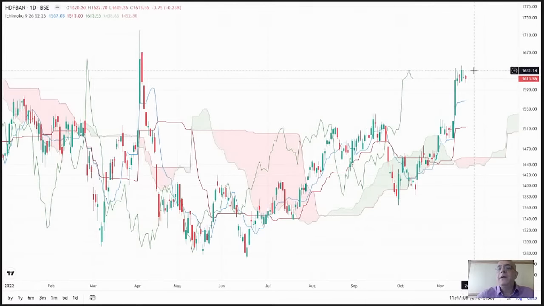Above 1635, my target in that case is 1725 first target to 1900. That kind of a move is possible in HDFC Bank. Massive weightage. It's clearly trying to stop the Nifty, Bank Nifty from falling down.